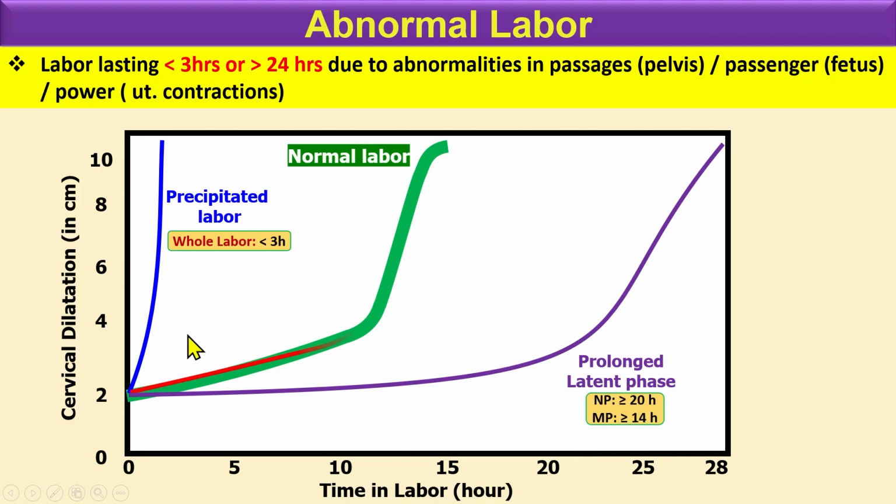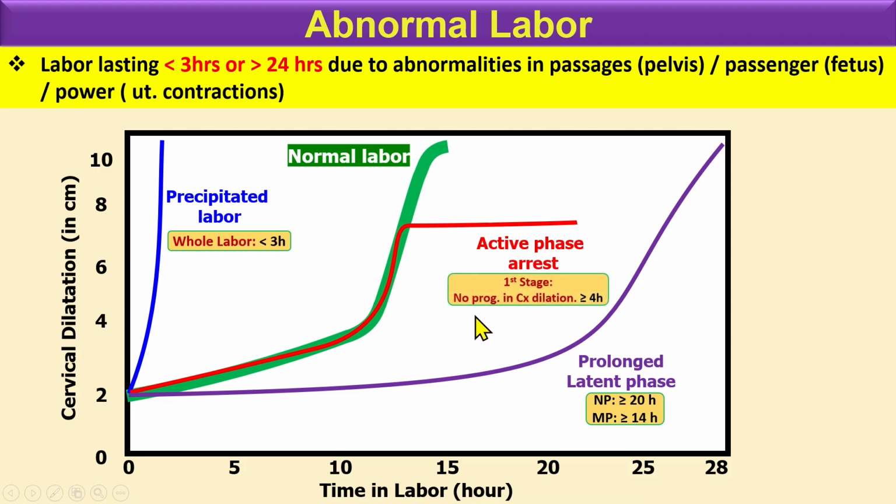Okay, so if you look at this curve, what is happening here? There is active phase arrest. Here you can see there is a normal latent phase, and then initially there is dilation of the cervix, but after that there is a stop of further dilation. So this is known as active phase arrest. In the first stage, no progress in cervical dilation for more than 4 hours is known as the active phase arrest of the first stage.